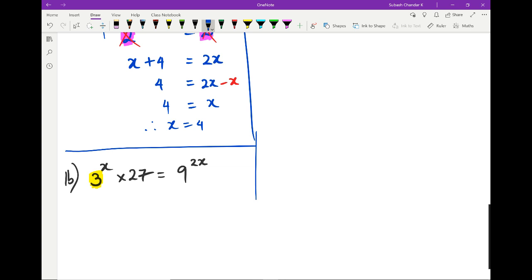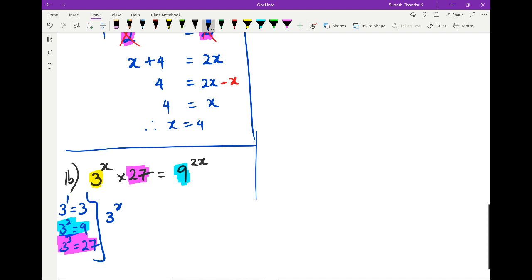Basically, because I'm looking at 3, I'm going to write down all the 3 to the power of. So 3 to the power of 1 is 3, 3 squared is 9, and 3 cubed is 27. So once I do this, I can start replacing 27 as 3 to the power of 3. And I've also got 9 here, which I can replace with 3 squared. So I'm simply going to rewrite this as 3 to the power of x multiplied. Instead of writing 27, I'm going to put down 3 to the power of 3. And then 9, I'm going to replace with 3 to the power of 2 and 2x.